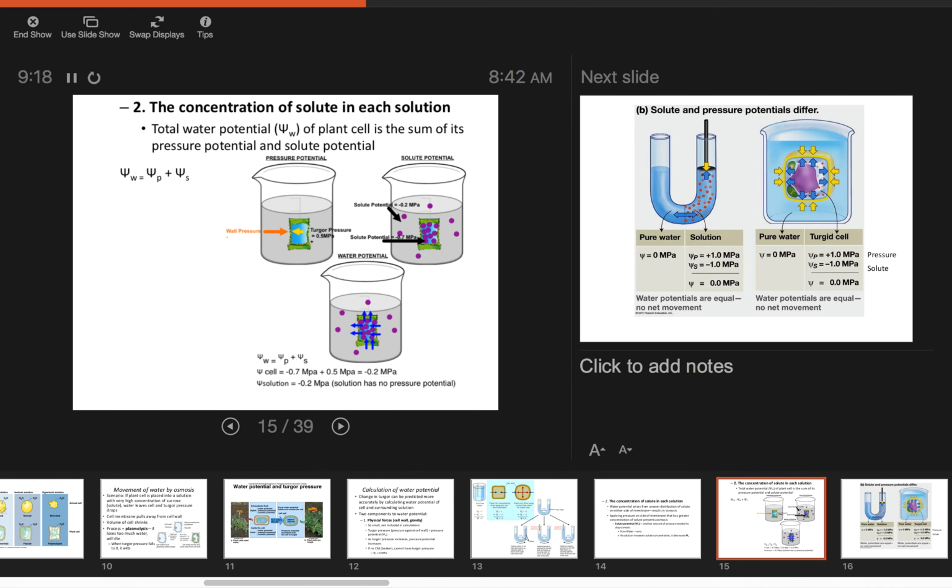Here's a diagram that shows this. With our water potential, P plus S, you can see we have high solute concentration inside the cell, low on the outside. So water will rush in because there's low water here. This is the vice versa, the flip side of it.